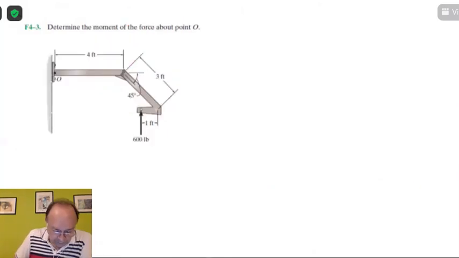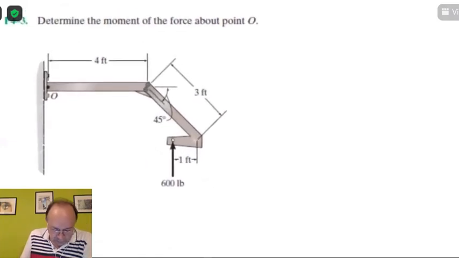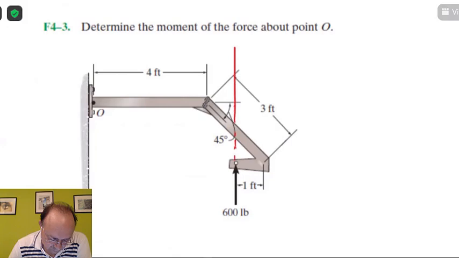Okay. Next problem here. We need to find the moment of this 600-pound force with respect to point O. Let's take a look a little closer. It looks easy. Let's see. We have the line of action of the force here. We just need to find this distance.